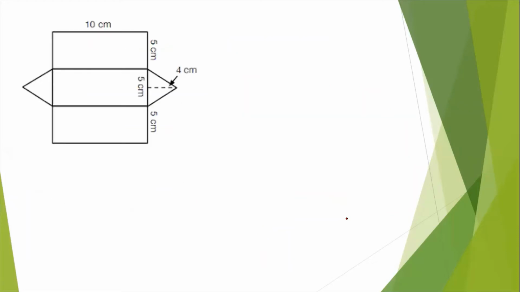Now let's continue with another example of a triangular prism. Always remember that the formula for this one is surface area equals 2 times 1/2 times base times height plus length times width. First, let us find the area of our triangle. We have 2 times 1/2 times our base, which is 5 centimeter, and the height, which is 4 centimeter.